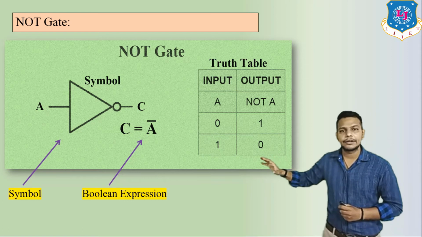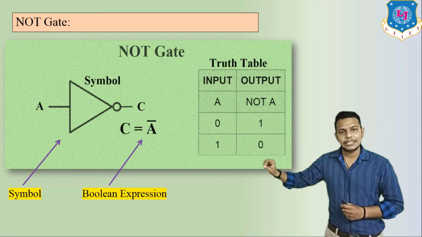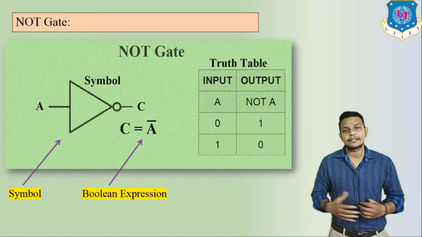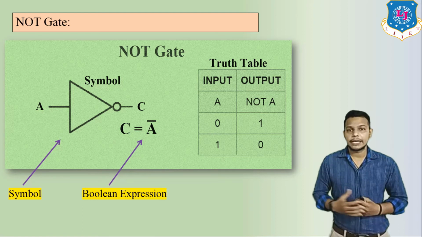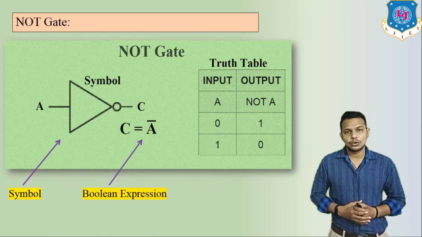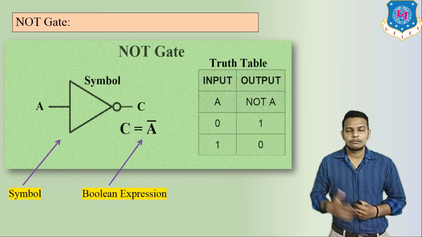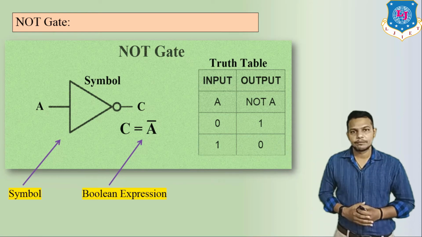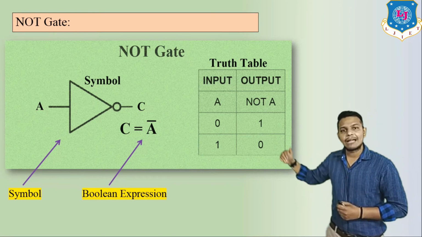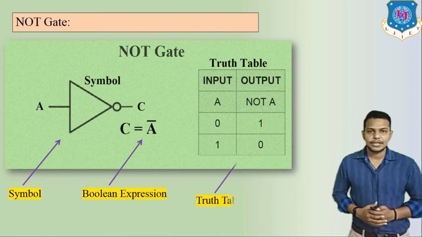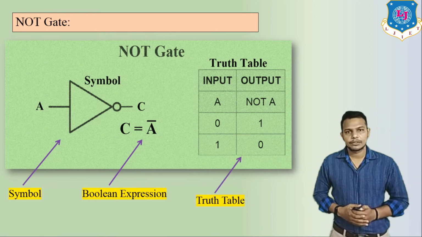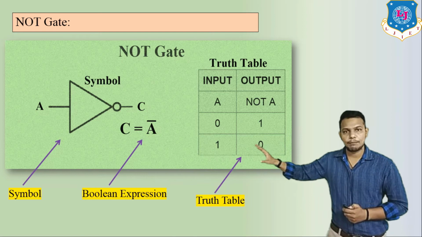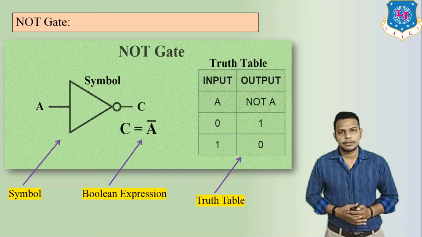If I enter a 0 value at the input side, then I will get 1. Remember, this is a digital circuit, so we have to provide input values in binary numbers. It should be 0 or 1. I enter 0, I get 1 at the output side. If I enter 1, then I get 0 at the output side. So it is known as the truth table. This is the NOT gate along with its symbol, Boolean expression and truth table.